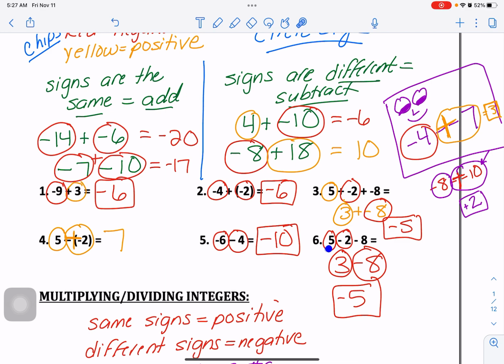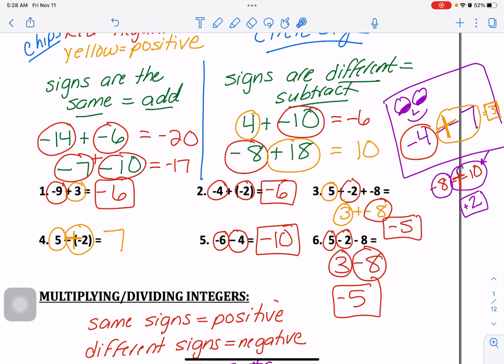Number 6, I have a 5 and a negative 2. The signs are the same, so I get 3. And then I have the 3 and the negative 8 that I brought down. Because again, remember, you might say, well, it's not negative, it's subtracting. But remember that subtracting is the same as adding a negative. It's just like they took out the plus sign in there, so we can think of that as being a negative 8. Signs are different, so I subtract, but I have more negatives, so my answer is negative 5.